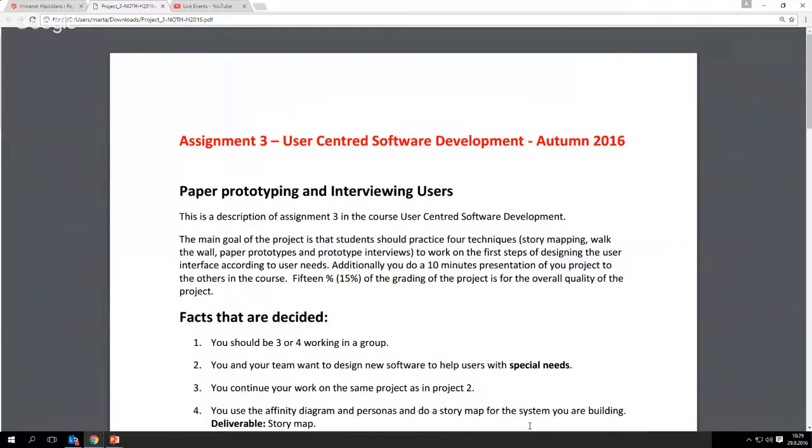So that is like the main thing. 15% of the grading is for the overall quality of the project. This is similar to how it always has been. But now you will do a 10 minutes presentation. And the total grading for this project is 15%. 30% of that is for the presentation. So it's almost 5% for the presentation, and then 10% for the project.